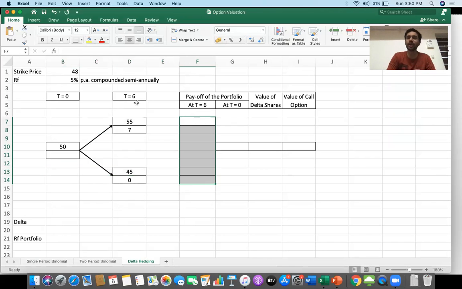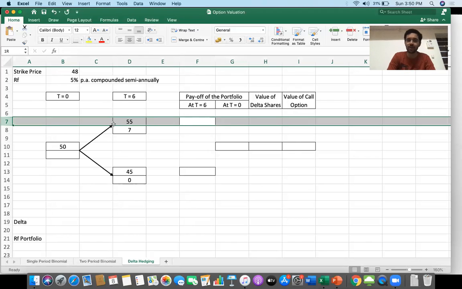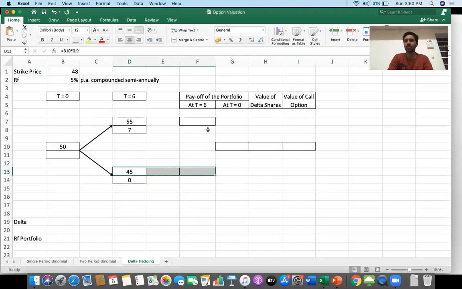It is not going to be dependent on what the share price is going to be after 6 months. The moment we show that it is not dependent on the share price, it means that we have constructed a risk-free portfolio. Basically, the payoff at t equal to 6 is going to be equal whether we are at this node or at this node. If that is the case, it is called a risk-free portfolio because the payoff is certain. It does not have any variability.